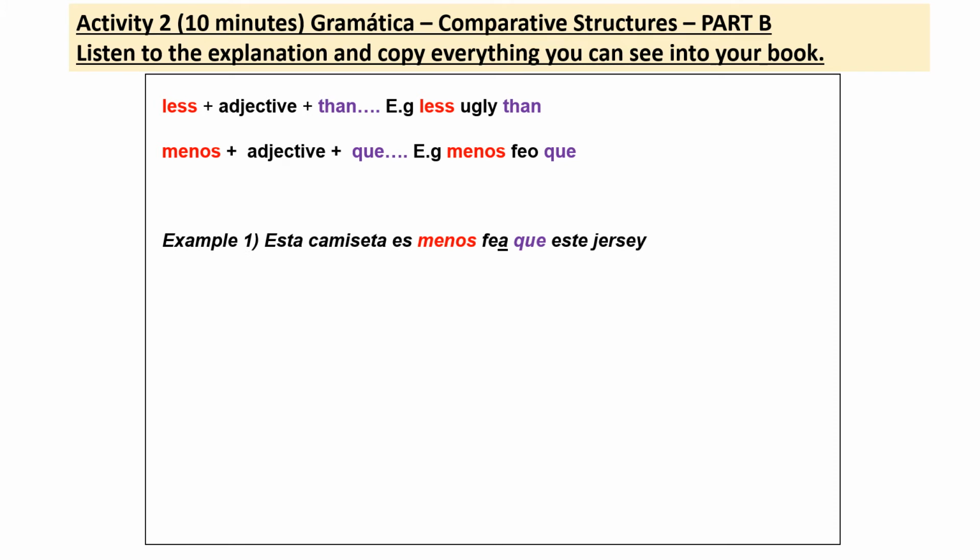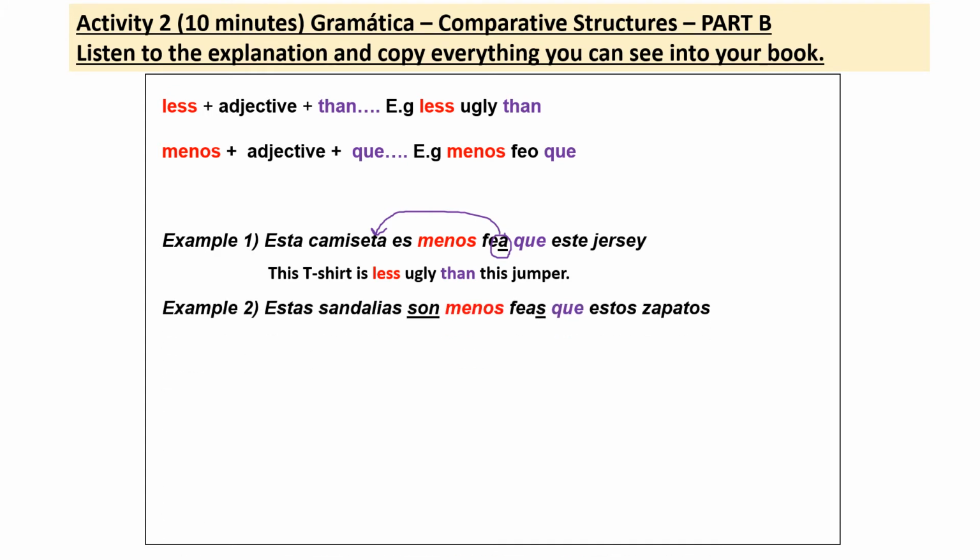Example sentence 1. Esta camiseta es menos fea que este jersey, which means this t-shirt is less ugly than this jumper. Like I mentioned previously, this adjective here needs to agree with the first noun, feminine and singular, because camiseta is feminine and singular.